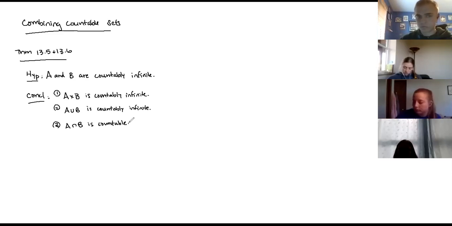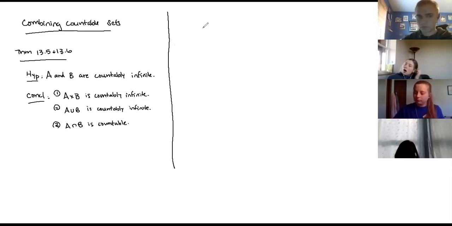It might be finite. I can't necessarily say that this set is countably infinite. It could be a finite set. That set gets smaller though. It's not going to get any bigger. So I might get a finite set or I might get an infinite set, but I'm going to get a countable set.